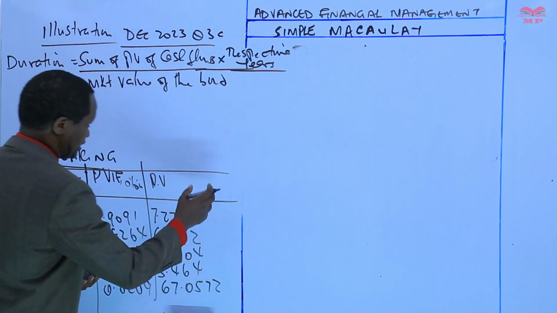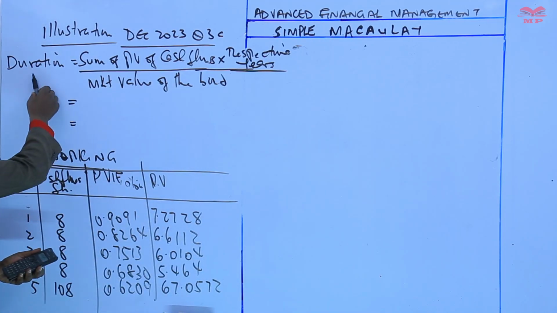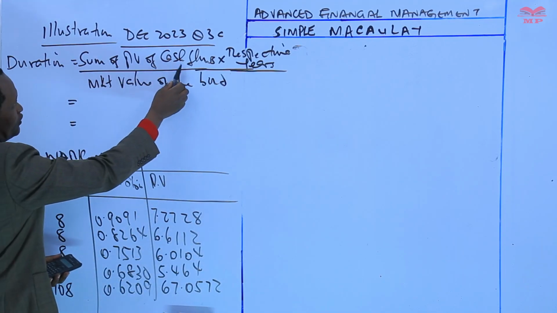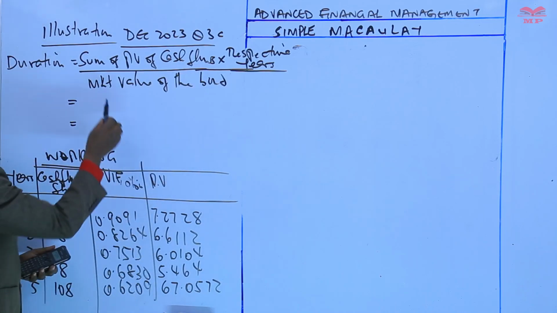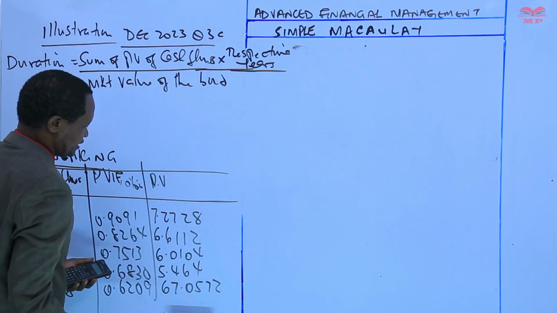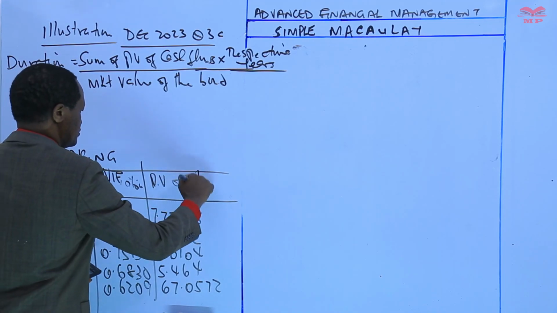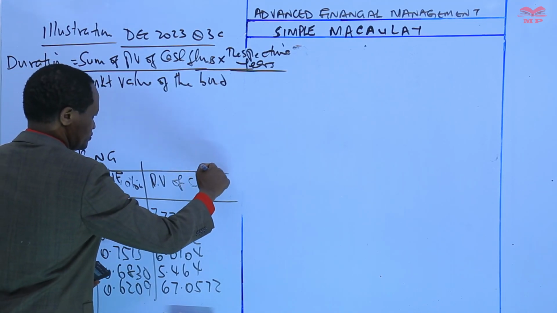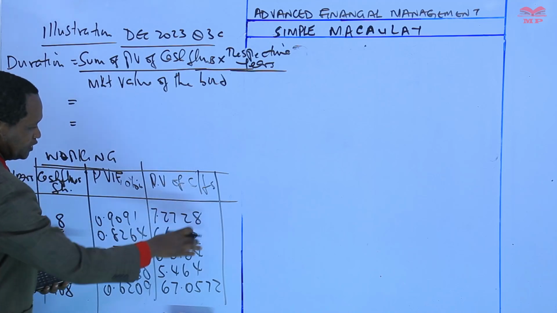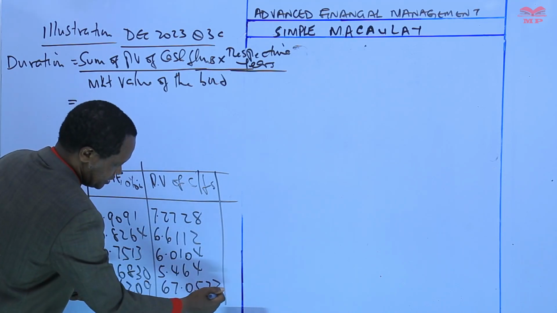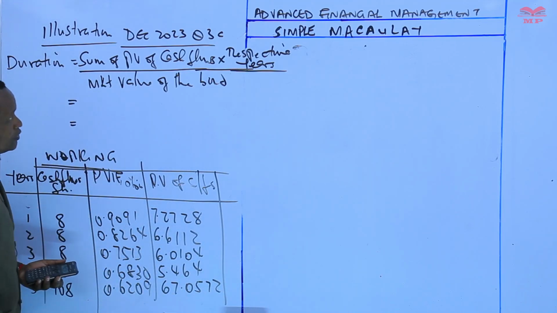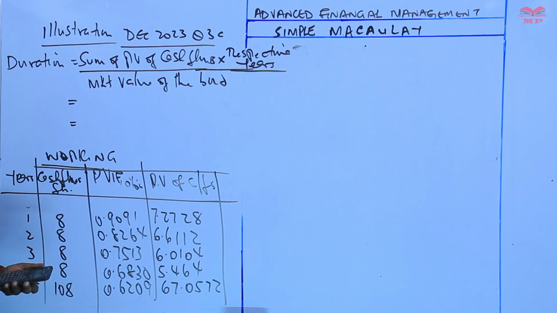67.0572. Then we get the sum, because the duration is equal to the sum of present values of cash flows. These are the present values of cash flows, so we get the sum. What will be the sum?